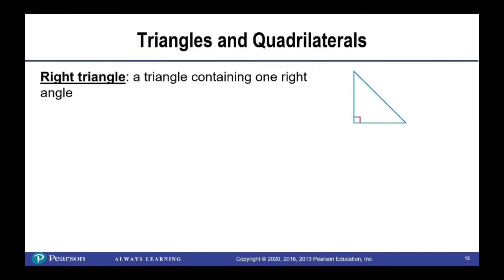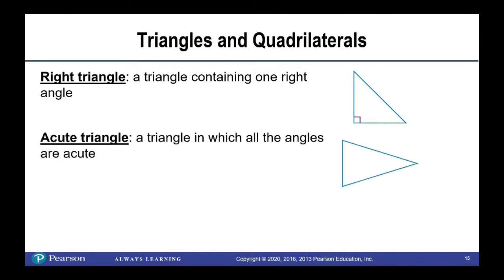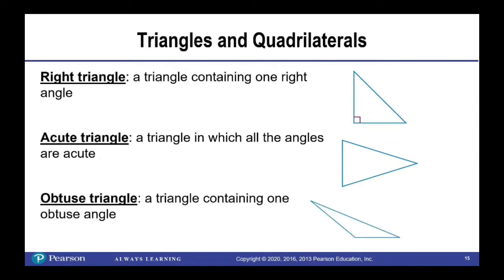We have several different types of triangles. A right triangle has a right angle. In an acute triangle, all the angles are acute. Remember, acute means less than 90 degrees. In an obtuse triangle, we have one obtuse angle. Remember, an obtuse angle is an angle that measures between 90 and 180 degrees.